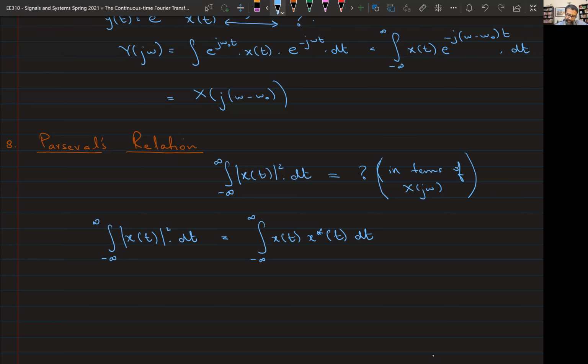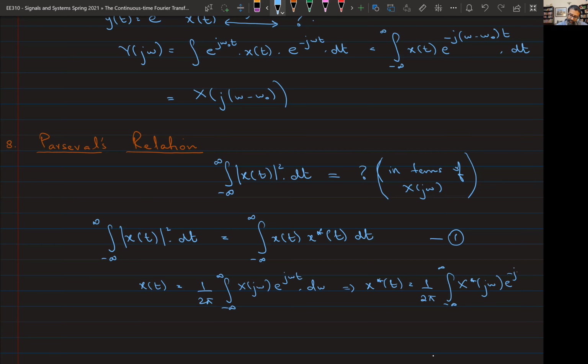Right, so I know that x of t is 1 upon 2 pi integral from minus infinity to plus infinity, the inverse Fourier transform, right? So this is equal to x of j omega e raised to the power j omega t d omega. And if I take the conjugate on both sides, what happens? x conjugate of t is equal to 1 upon 2 pi integral from minus infinity to plus infinity x conjugate of j omega e raised to the minus j omega t d omega. Yes, because I just take the conjugate of everything inside, right?